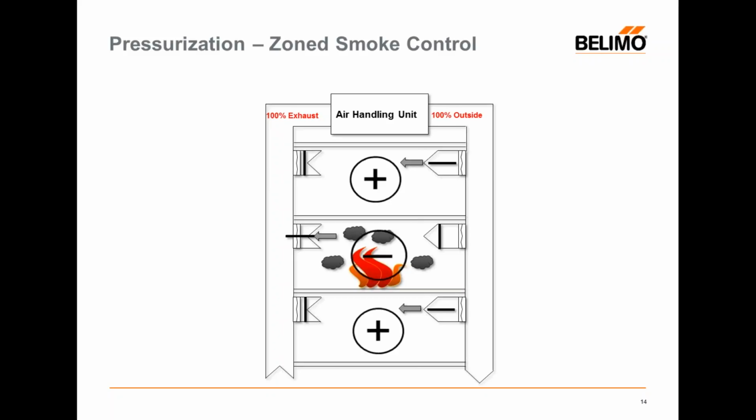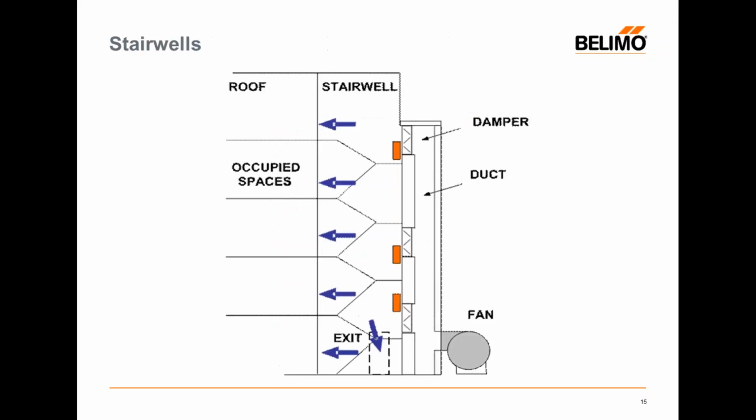The fire alarm space goes negative. The spaces without the fire and smoke go positive. And again, we prevent smoke migration into those areas that are not under a fire alarm condition.